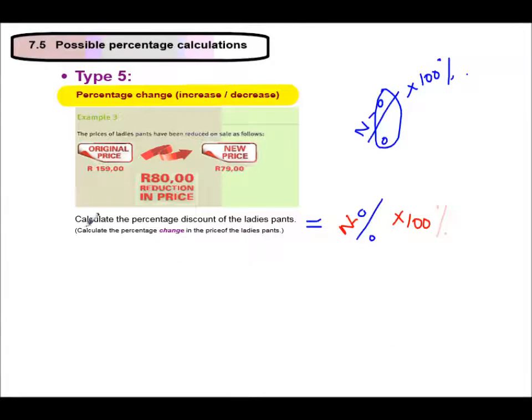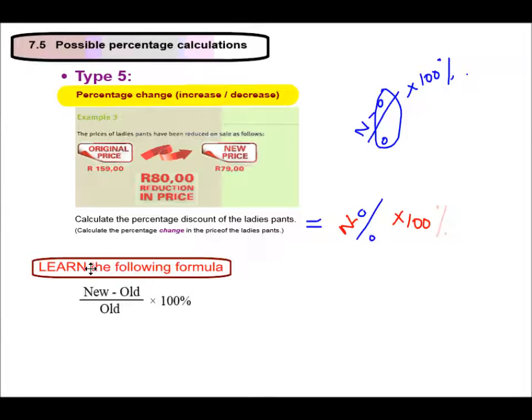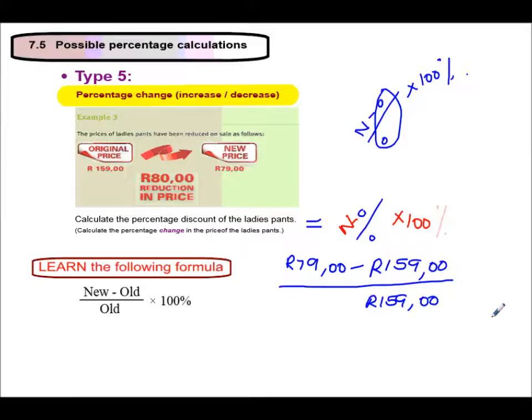So let's have a look what's happening here. The original price, or the old price, was 159. The new price is 79 Rand. So to do percentage change, I'm going to use the formula, and you have to learn this formula. New minus old over old. Right, so my new price is 79 Rand, minus my old price was 159 Rand, over my old price was 159 Rand. And I'm going to multiply that by 100%.